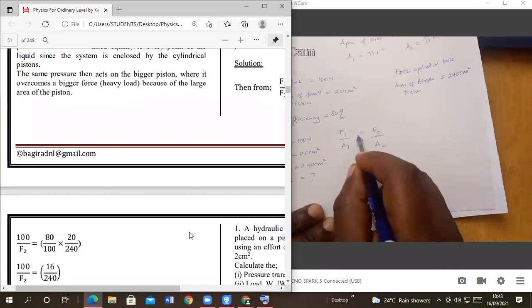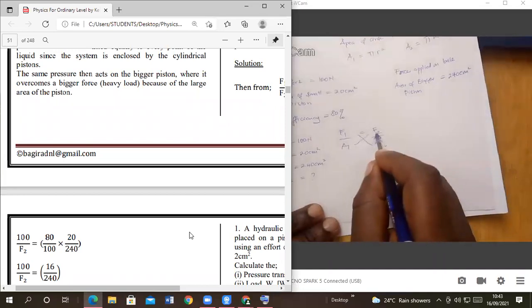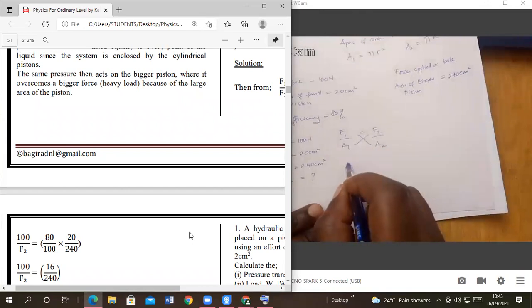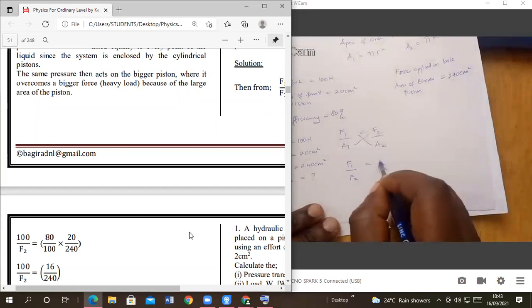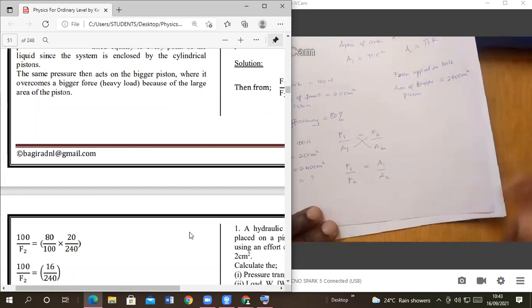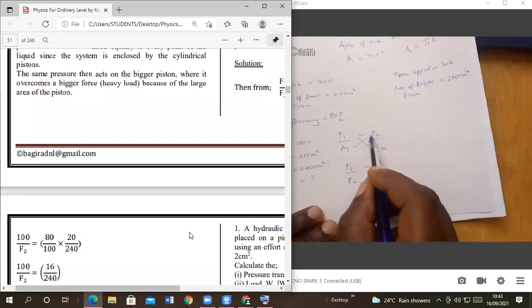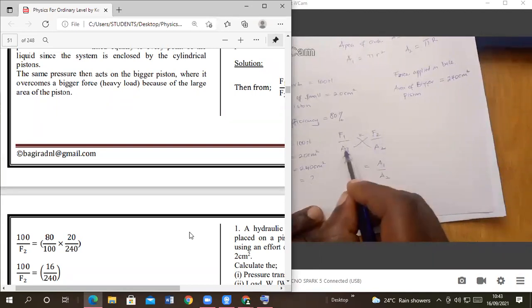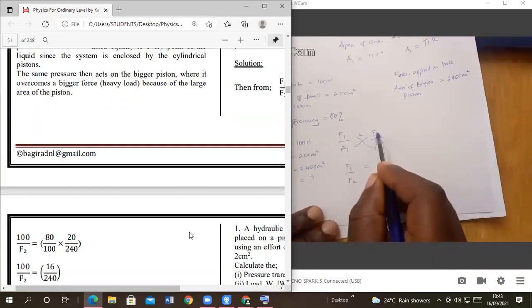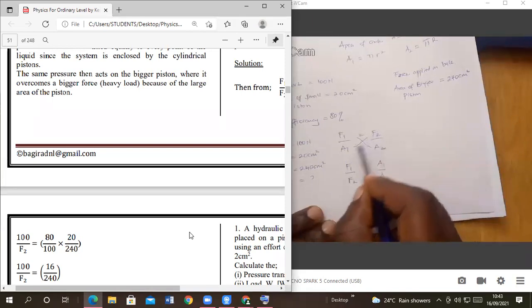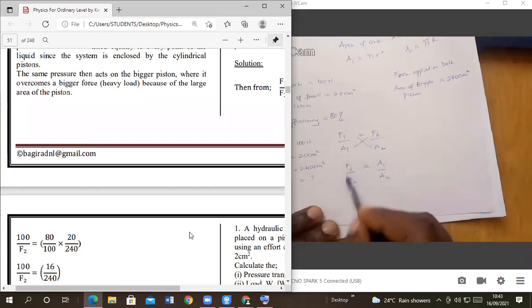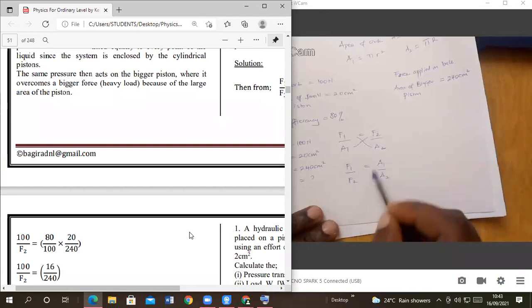Here we can do the cross multiplication like this, and we have F1 out of F2 will be equal to A1 over A2. I don't know whether you can see that. If I bring F2 this side, this is like cross multiplying. I can bring F2 here and A1 goes this side. Are we together? So that's what I've done here.